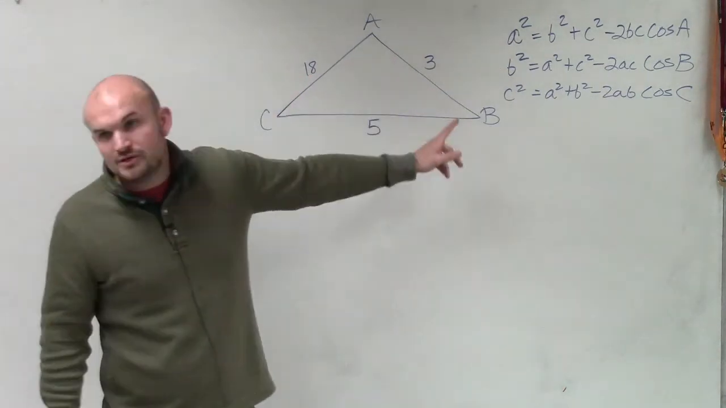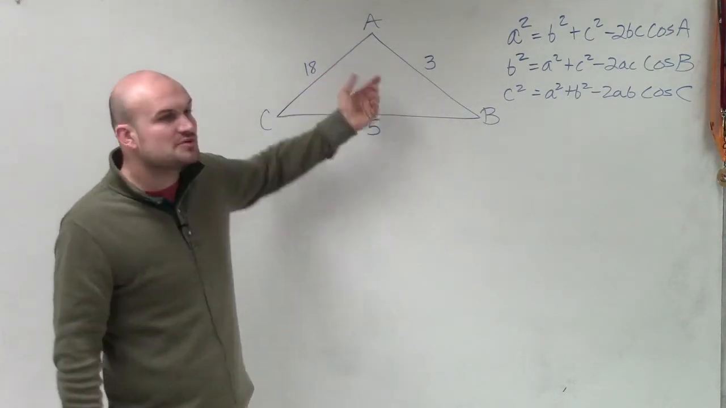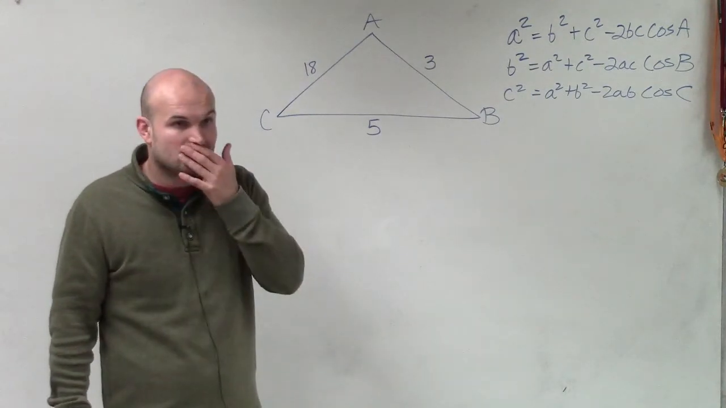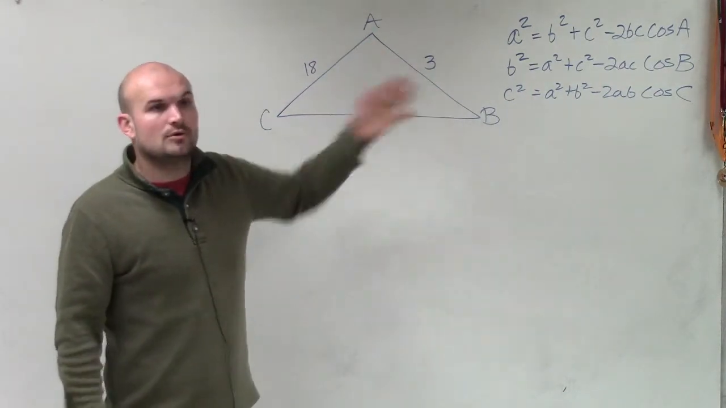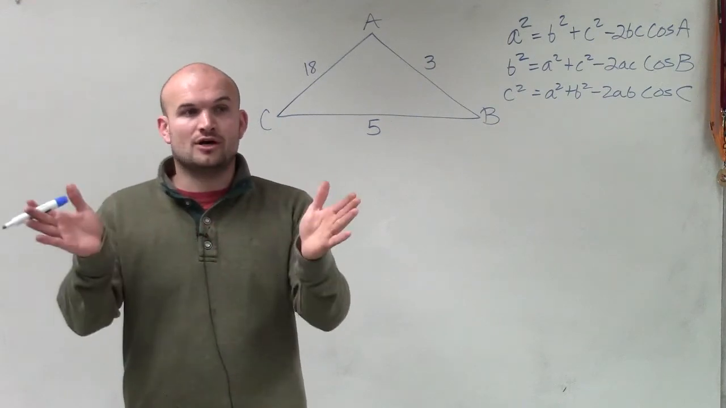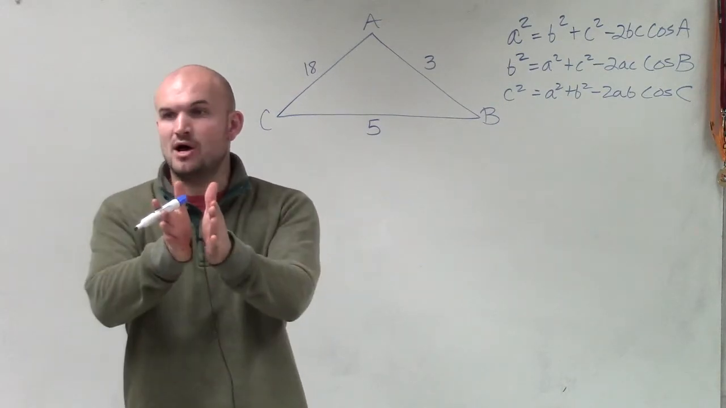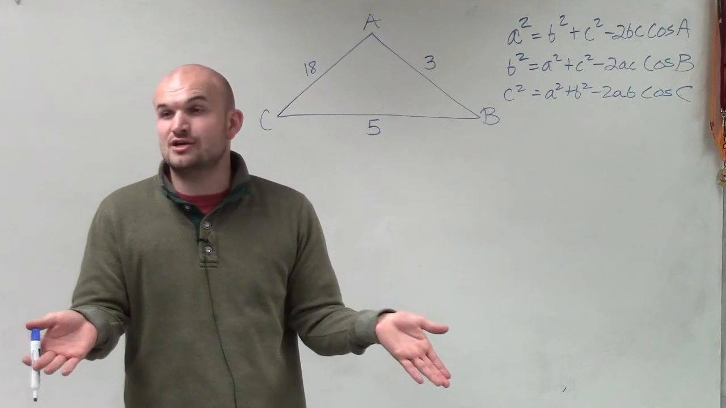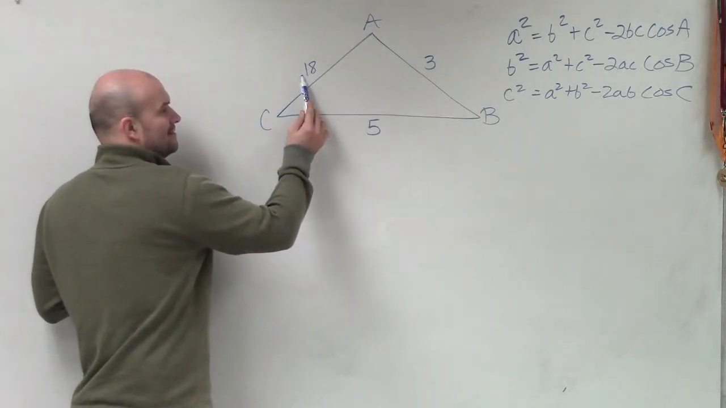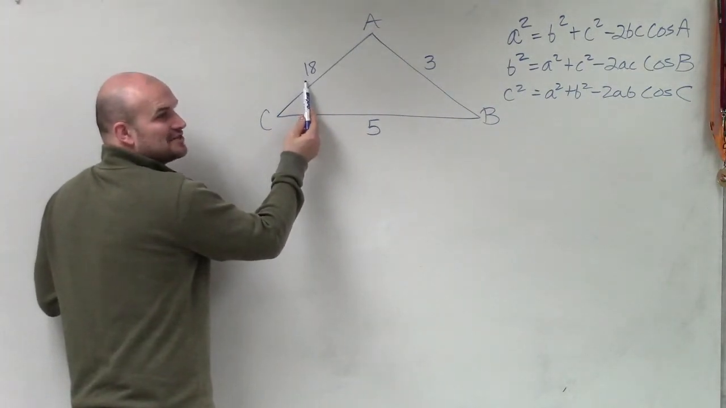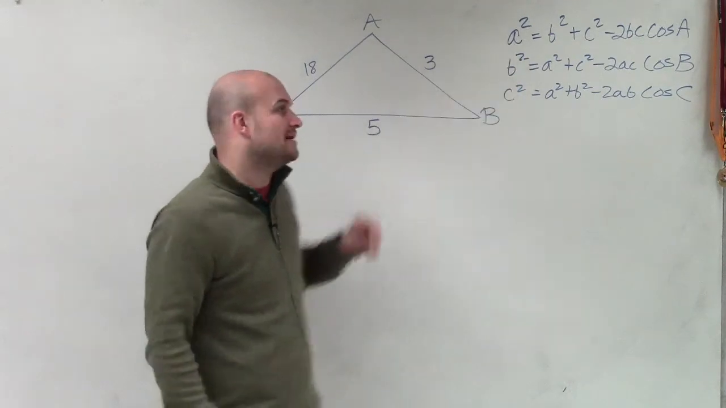So out of all these angles, which one do you think is going to produce the largest angle, or obtuse? Yes, Garrett? A? Well, think about an angle. The larger the angle, the larger the side. The smaller the angle, the smaller the side, right? So the larger angle is going to have the largest side. So what is the largest side? Obviously, 18 is the largest number. The angle of that is going to be B. So therefore, the formula that I'm going to want to use is for B.